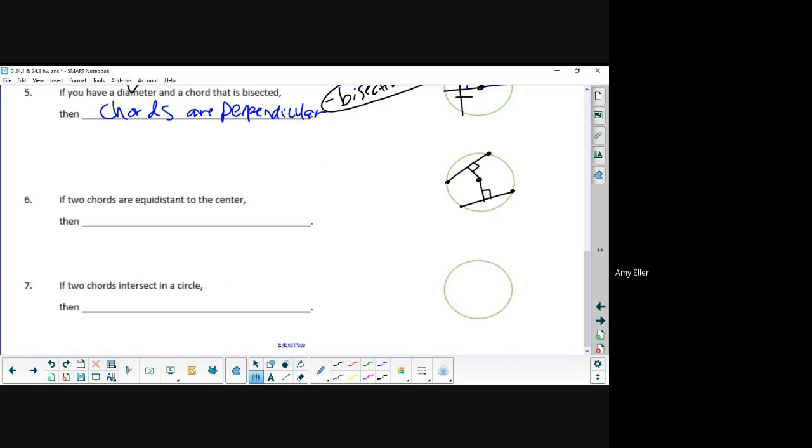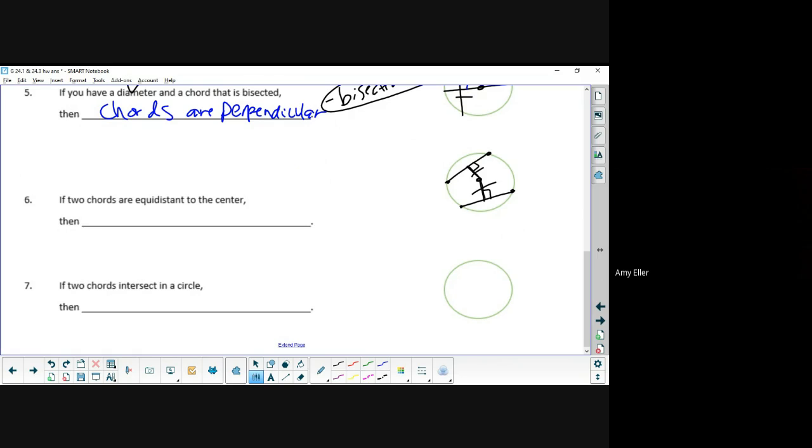Let's see if we're done with the if part. If two chords are equidistant from the center, you think we're good? We're close. Does my picture say that this distance is the same length as this one? Don't I have to do this to show same length? Forget that. To be equidistant, you have to show the little slash marks. Now we're done with the if.